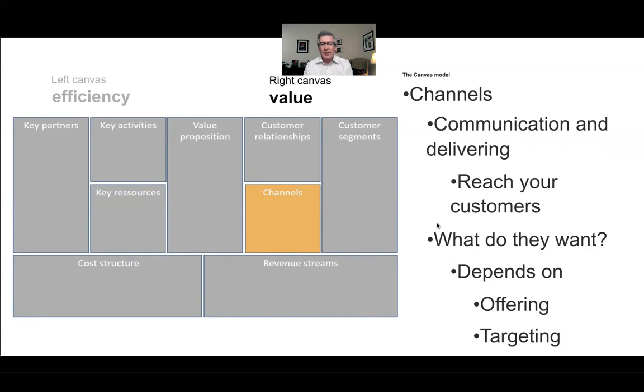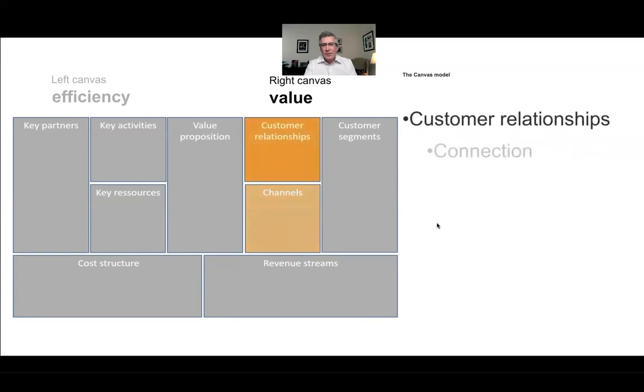If they spend all their time on the phone, you probably need an app. If they spend all their time at home watching TV and going shopping in the stores, if they're an older population or whatever that still want to do things the old way, then your product better be going through that channel. So it really depends on your customer segment and the value that you're offering.